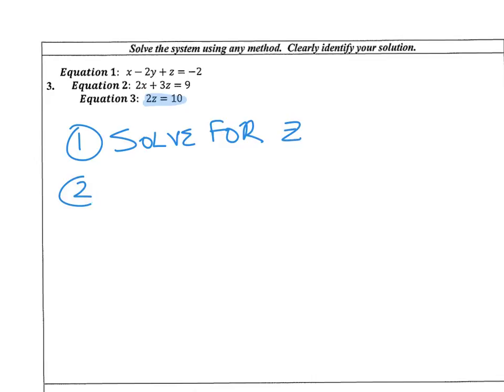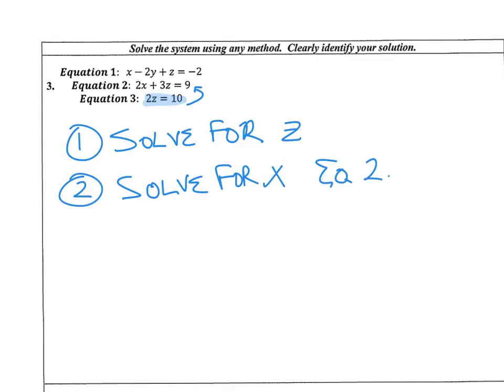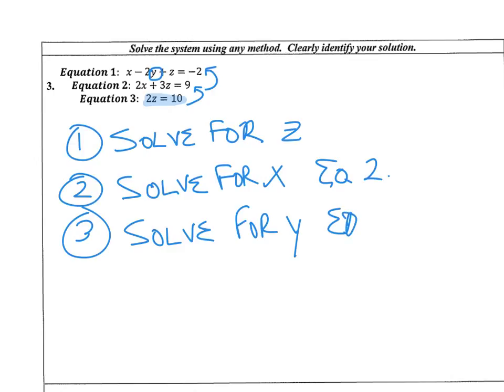Then step 2, you're going to take what you get for Z and plug it into equation 2 and solve for X. Okay? So solve for X in equation 2. And then finally, once you get an X value, you're going to plug X and Z into equation 1 and solve for Y. So solve for Y in equation 1. Okay? That's all you got to do.